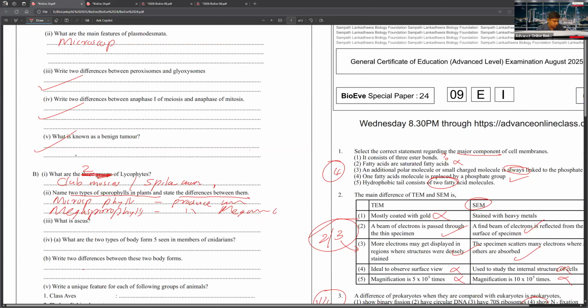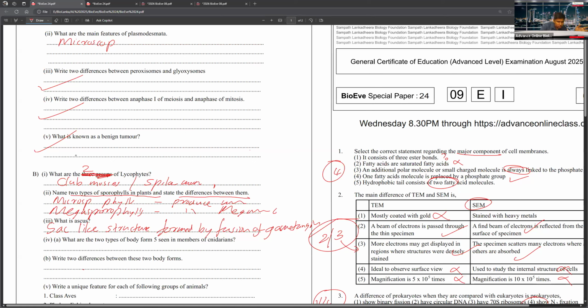What is an ascus? It is a sac-like structure formed by fusion of gametangia during sexual reproduction.